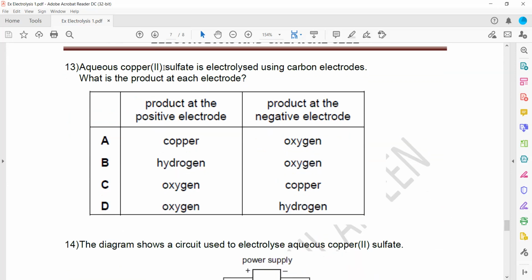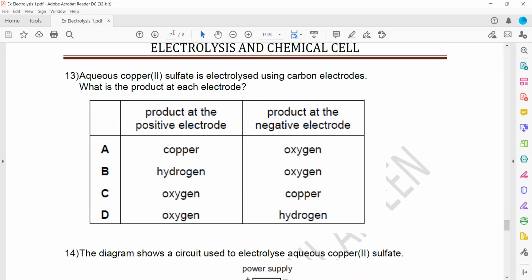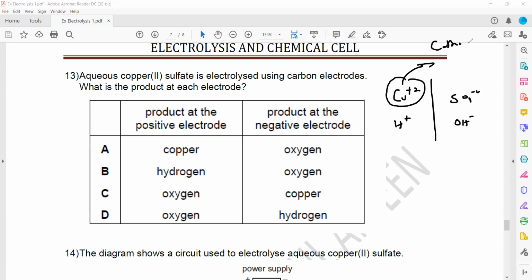In question 13, aqueous copper sulfate is electrolyzed using carbon electrodes. So we have carbon electrodes. In exam, you don't have to draw. This is how you will work out. Because carbon electrodes are there, we'll follow the procedure: copper ions, hydroxide ion, and sulfate and hydroxide. For positive ion, we check the reactivity. So copper ion will move towards the cathode, and for negative ion, we check the amount.